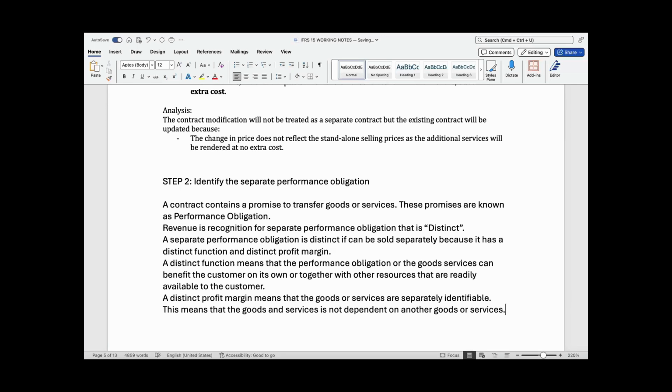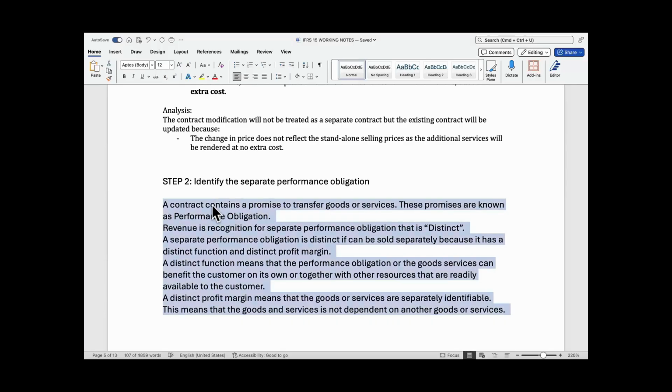That's a distinct profit margin. So identifying the separate performance. See, I'm giving you a story here. It is interlinked. I'm just going from one step to the other, like that, to tell you the entire picture.